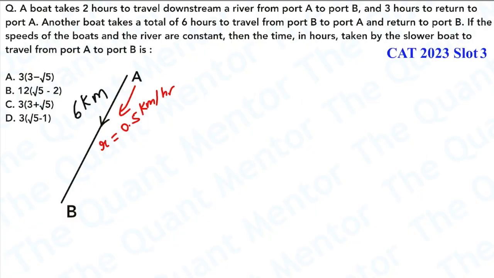The second boat, let its speed be equal to x kilometers per hour. It takes 6 hours to travel from port B to port A and return. Now, if the boat starts from port B to A and returns to port B, it first travels upstream, and the upstream speed will be x minus 0.5, 0.5 being the speed of the stream, and the distance traveled will be 6 kilometers. So the time taken for the upstream journey will be distance 6 upon the speed x minus 0.5.